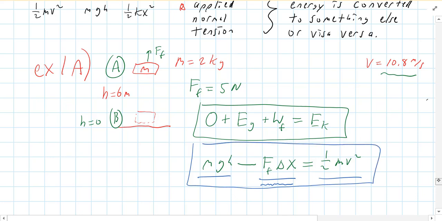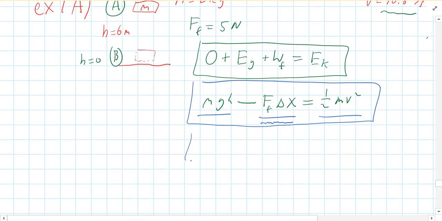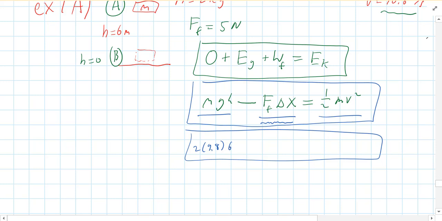And then on your worksheet, there's going to be a third box, and that's where you're going to plug all your numbers in. Okay, so m is 2, g is 9.8, h is 6, force of friction is 5. The book travels 6 meters. So in this case, by the way, and I'll make a note of that, delta x and h, in this case, they're the same thing, okay? Then we have equals 1/2, the mass of the book is 2, and we're trying to solve for velocity squared. So on your worksheet, you're going to have 3 boxes. That's what you'd have in those 3 boxes.